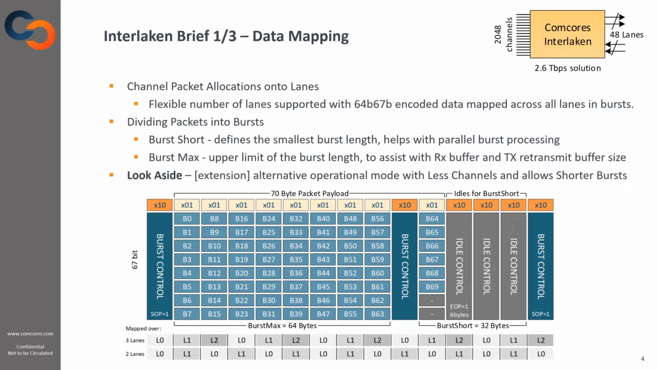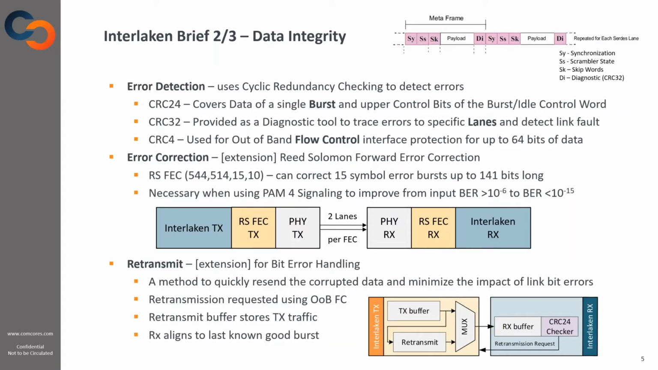And these Interlaken words that are presented here can be mapped over a varying number of lanes, and they're mapped in a round-robin fashion so that no single lane is unused or does not transmit data. So if you have active lanes, you will spread the whole data burst across all of those lanes. So on the bottom there are 2 examples, a 3-lane configuration and a 2-lane configuration, indicating into which lane which Interlaken word will be split and sent.